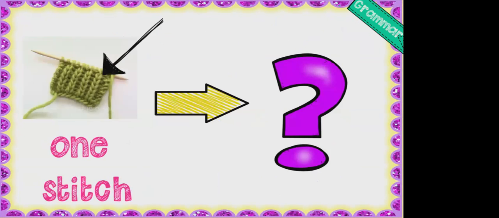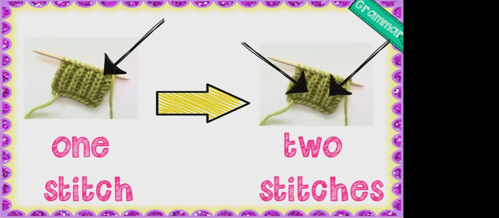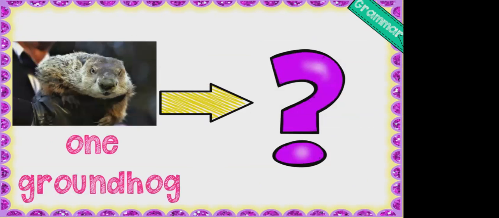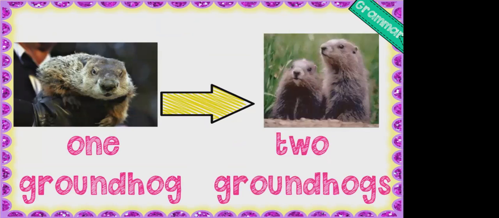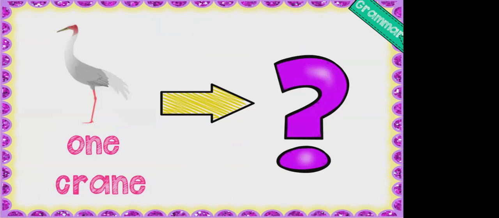Oh, I heard somebody say it too. 2 stitches. What did I add onto stitch? It ended with CH, so I added an ES, right? Wow, you guys are so smart. 1 groundhog. 2 groundhogs, right? So you added a what? An S. Ooh, 1 crane.